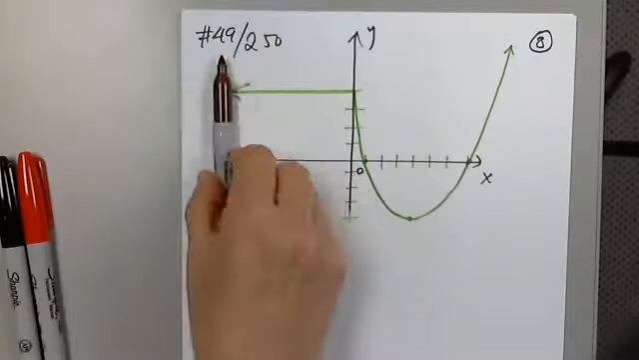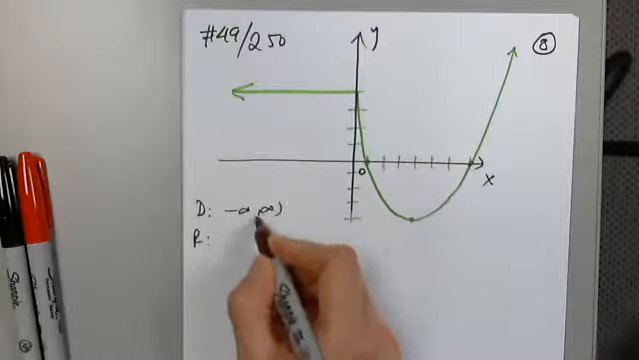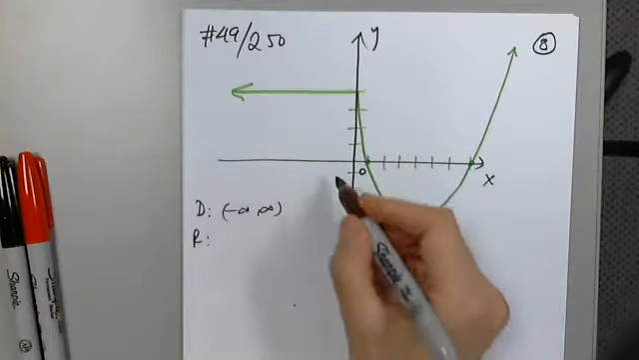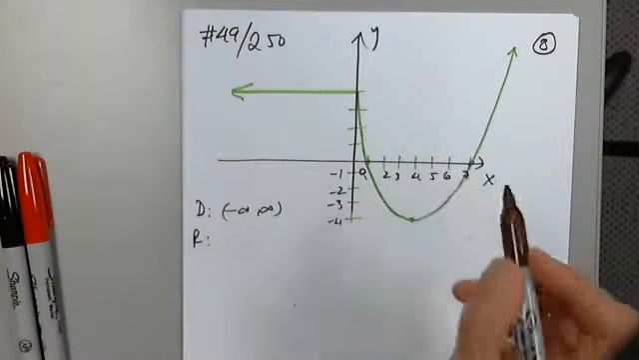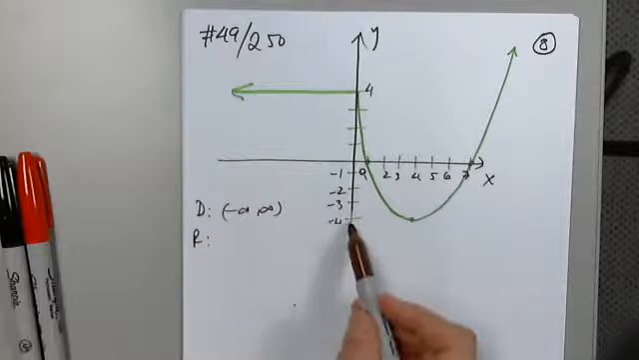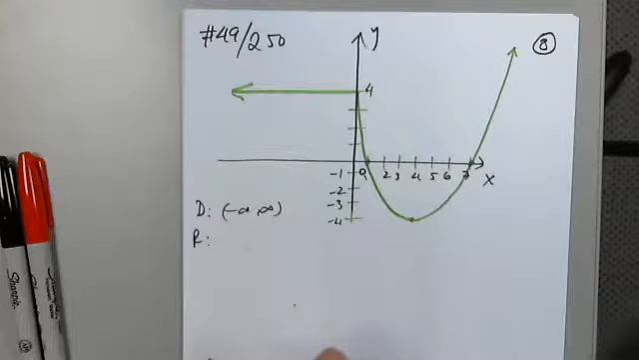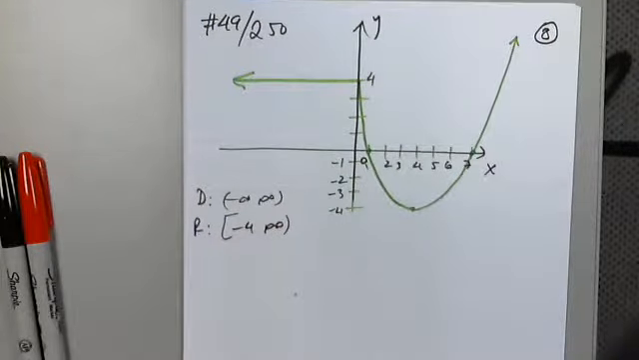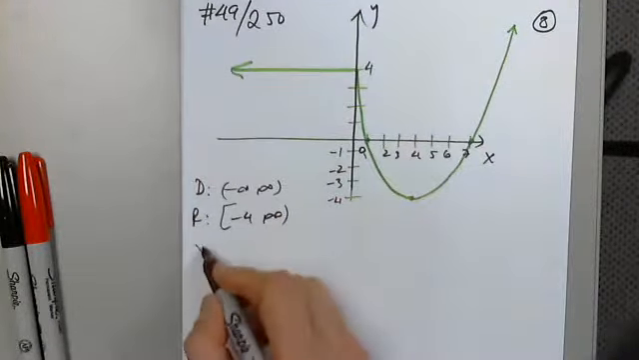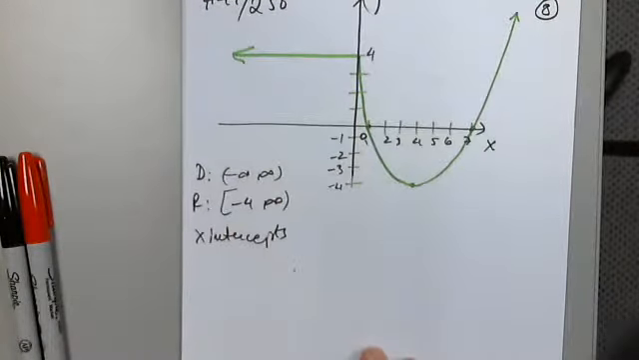Do you all agree that it goes from negative infinity to positive infinity with no gaps? Very good. Can anyone give us the range? Do we all agree with the range being negative 4 to positive infinity? From the lowest y value to the largest y value? Is that a yes? Good. Next question. X-intercepts. In ordered pair.